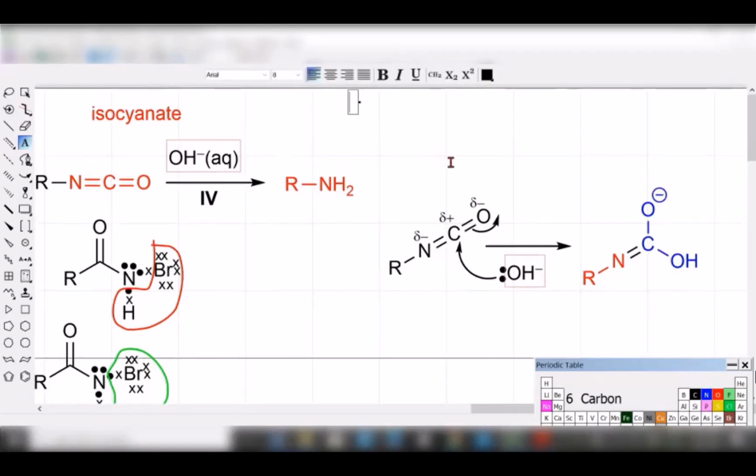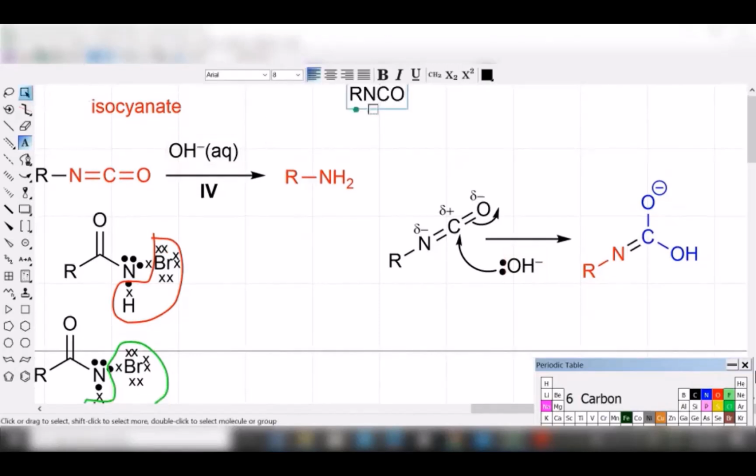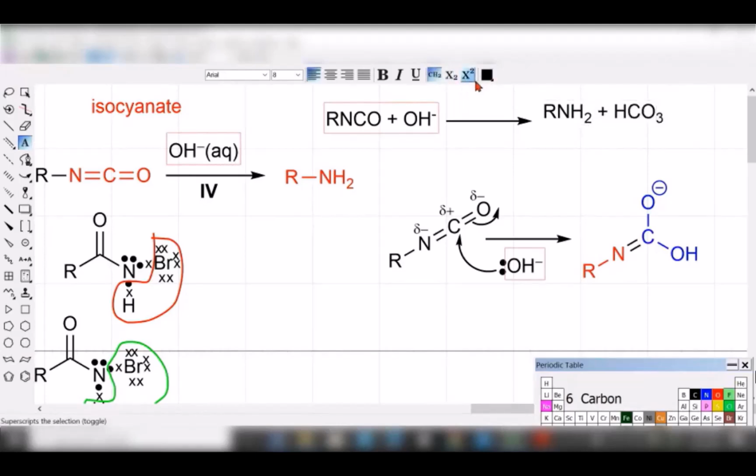Okay, so I'm just going to show you how I'm going to do the balancing equation. Just a simple one. So RNCO plus OH minus. Okay, so what product do you like? Let's say you like bicarbonate. RNH2 plus HCO3 minus. Okay, let's say you like this.